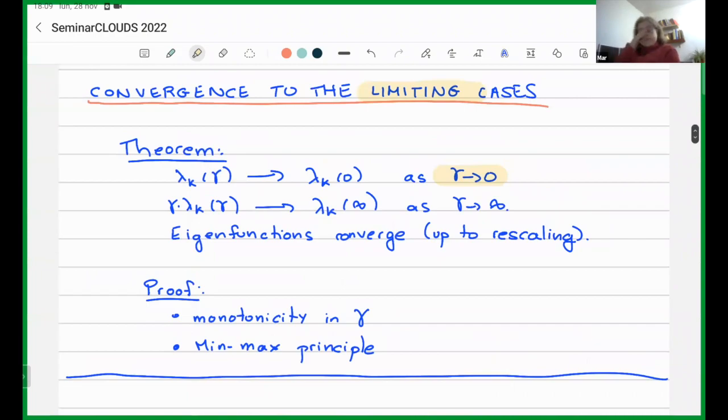Our first result is that when either gamma goes to 0 or gamma goes to infinity, the theorem tells you that the eigenvalues converge properly, and also the eigenfunctions converge up to rescaling. The proof of this uses the monotonicity in gamma and the min-max characterization of the eigenvalues. So I'm not going to stop here, and I'm going to go on with the talk.